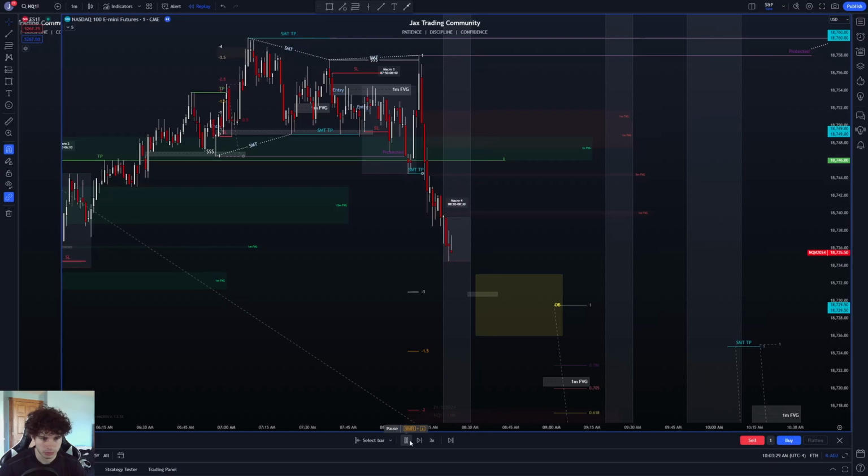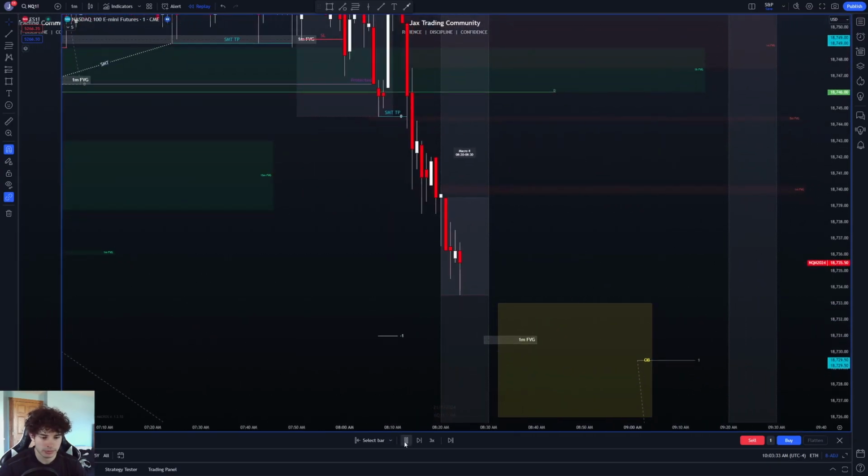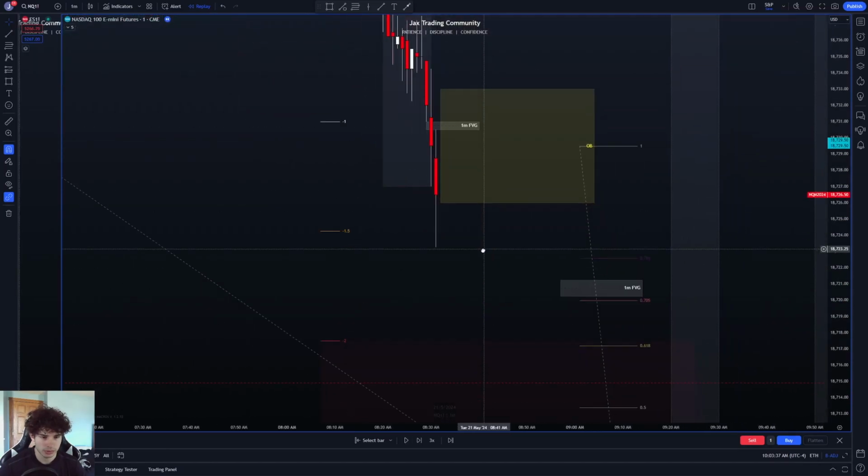And we just are going right through it. So that shows me that we're bearish. This macro, are we going to see any sort of reversal or retracement? We're not. So we're very bearish.